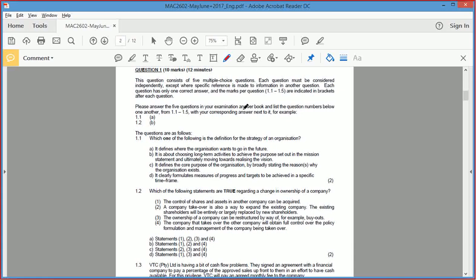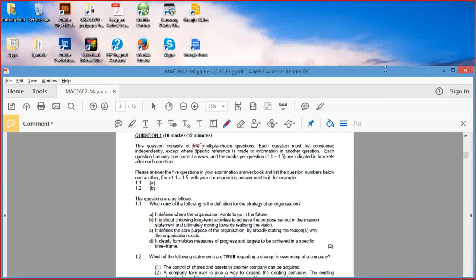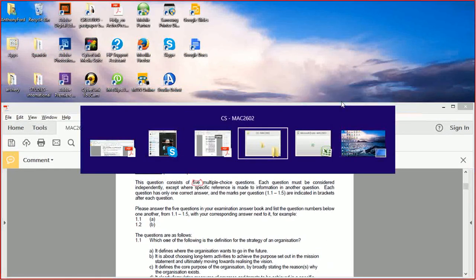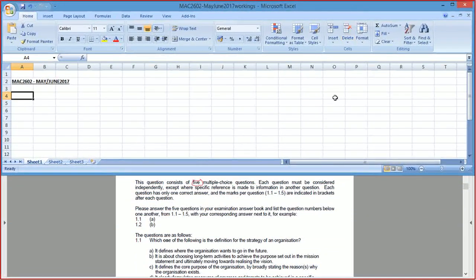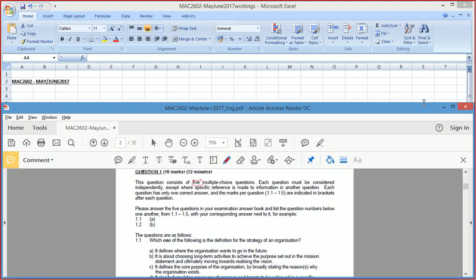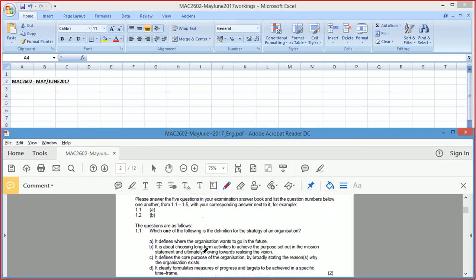So the first one is looking at multiple choice. You've only got 5 questions, so that's not a lot either. Each question is considered independent. That's important, because it's not a follow-on, so you don't have a scenario and then all these different questions. Maybe let's just shrink this a bit, and let's put up the answer. Alright, so there's the first one. Question 1, 10 marks. The first one is 1.1.